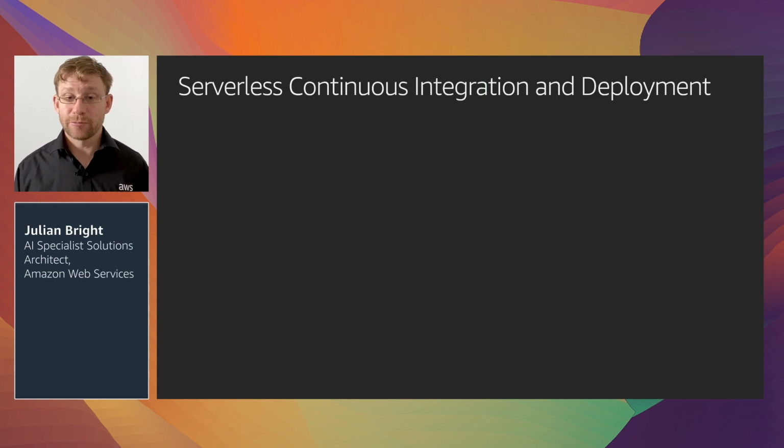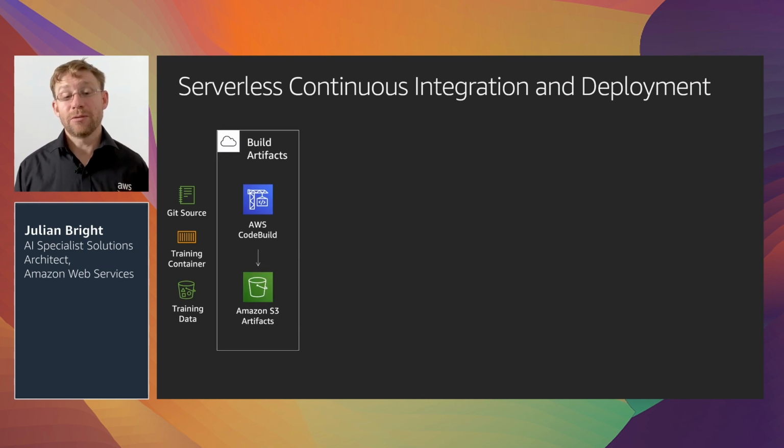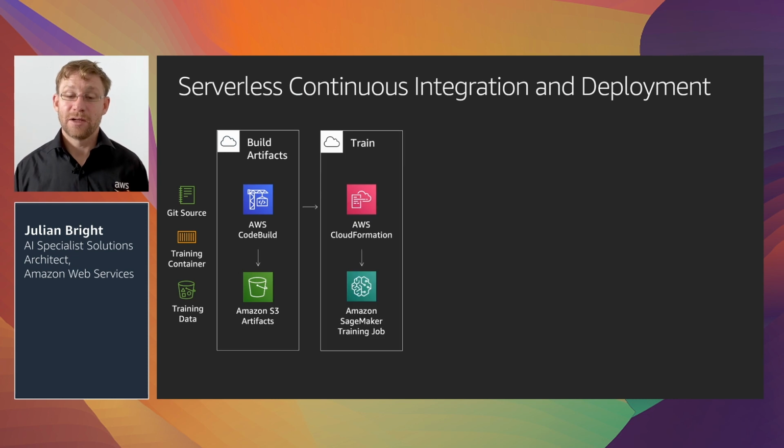So what does that look like from a continuous integration and deployment point of view? We start with our sources, as we mentioned. We have that build step where we use AWS CodeBuild to push those artifacts to S3. The training process will then run a CloudFormation job as part of those artifacts, which will ultimately land a training job in Amazon SageMaker.